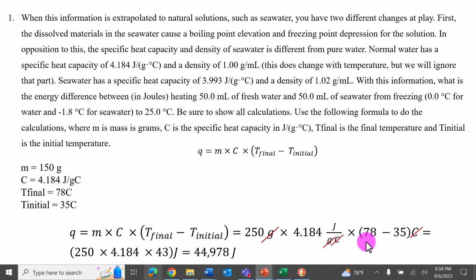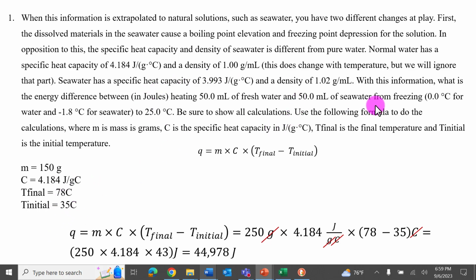Now, the easiest way to do this is to do the subtraction inside the parentheses first and then do the multiplication. So that's what I did here: 250 times 4.184 times 78 minus 35 is 43, so I put 43. Then if you multiply these three numbers together, you get 44,978 joules. This is the amount of heat, or energy, that is required to raise the temperature of 250 grams of water from 35 degrees to 78 degrees.